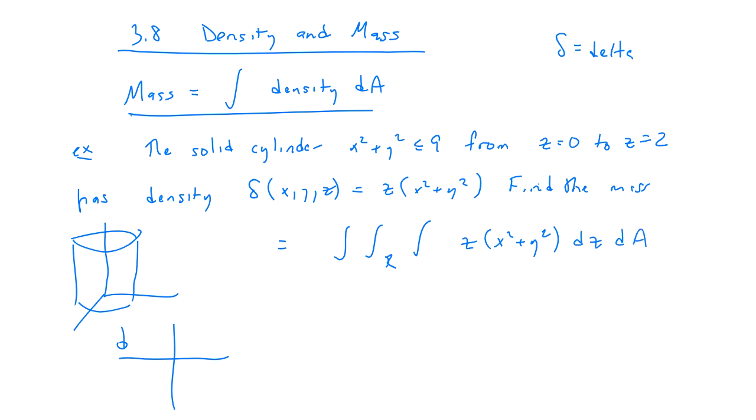What are the limits here? Z goes from where to where? Right, 0 to 2. And what's the projection into the xy plane? Circle. And in particular, exactly what we started with. The x squared plus y squared is equal to 9.